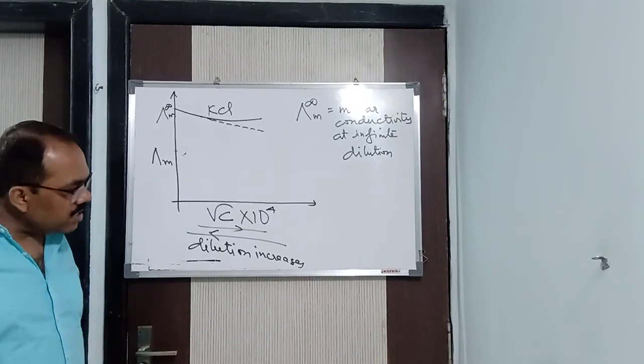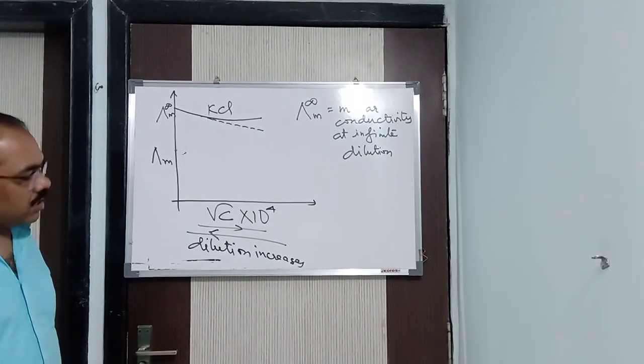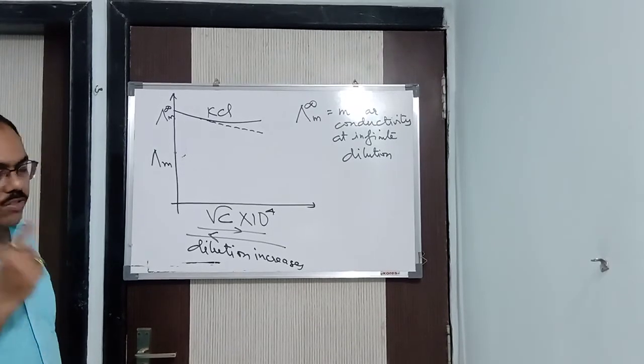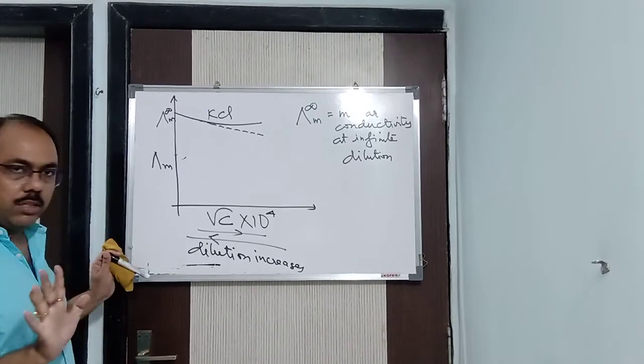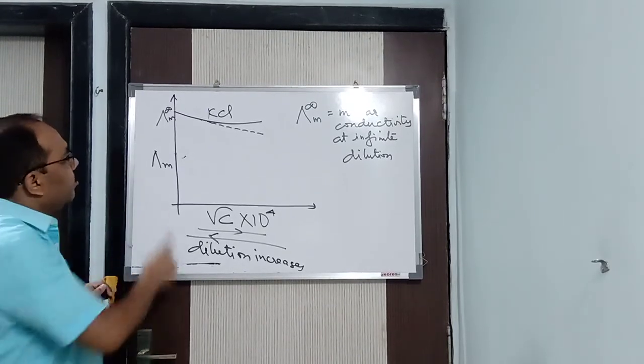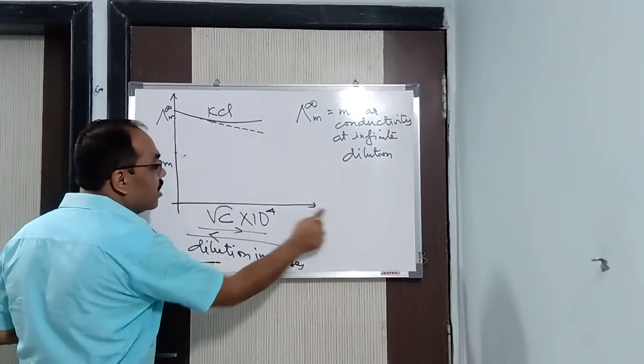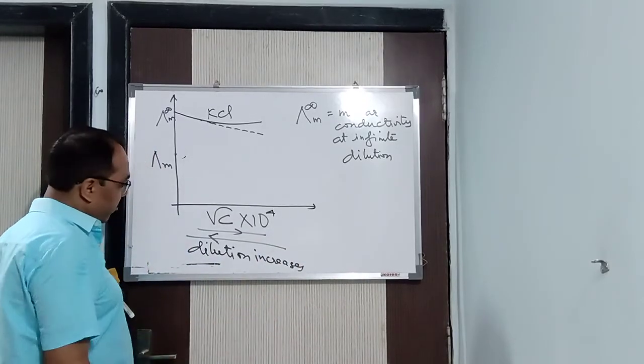Okay. So in case of a strong electrolyte, you find that the molar conductivity increases with increasing dilution. Got it? It's a very simple thing you have seen. And molar conductivity decreases with increasing concentration. Fine.